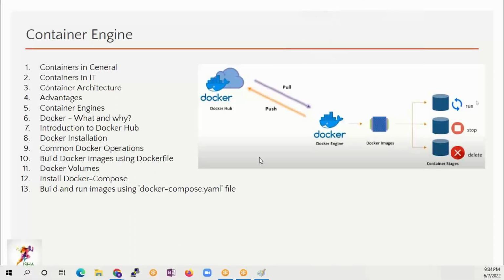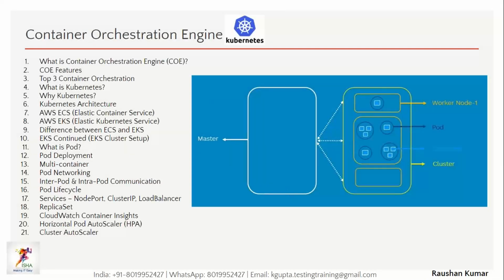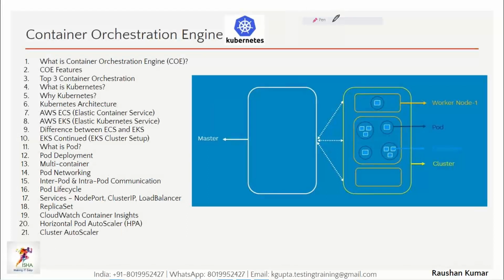After that, we're going to talk about the container orchestration engine, because once we have a lot of containers, how do we manage them? How do we auto scale? How do we auto schedule? How do we load balance? What is the Kubernetes architecture? What is HPA, the horizontal pod autoscaler? What is the cluster autoscaler? We'll talk about these things in Kubernetes, and we're going to talk about EKS, Elastic Kubernetes Service, one of the AWS services for Kubernetes.